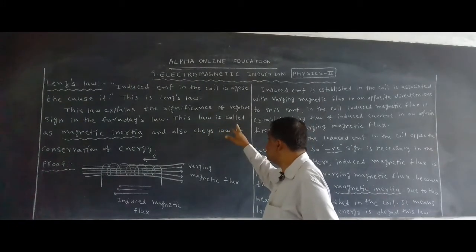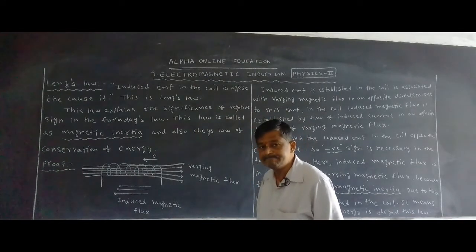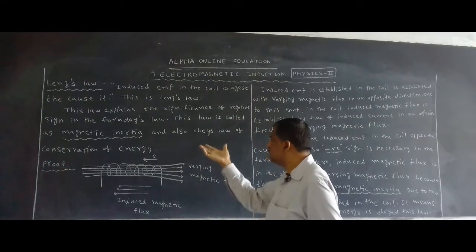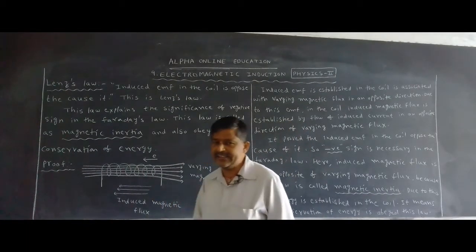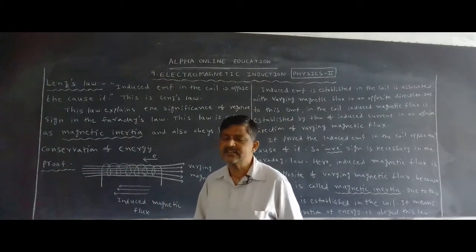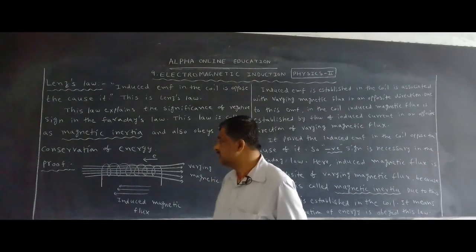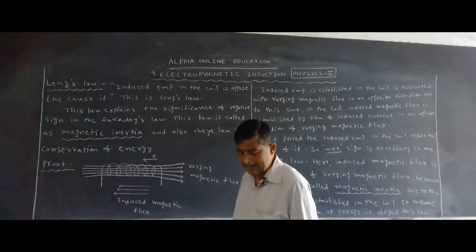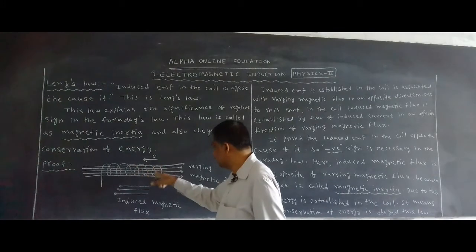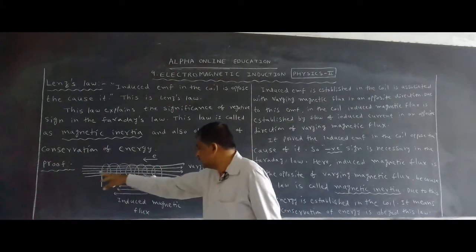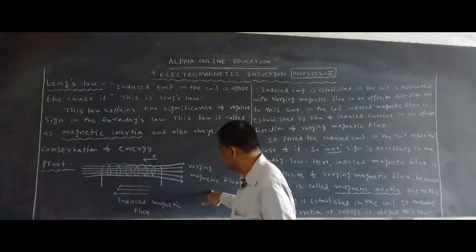This law is called magnetic inertia, and it also obeys the law of conservation of energy. If it is magnetic inertia, compulsorily it obeys the law of conservation of energy. Now we want to prove that. For that, let us take a coil. This coil is associated with varying magnetic flux.